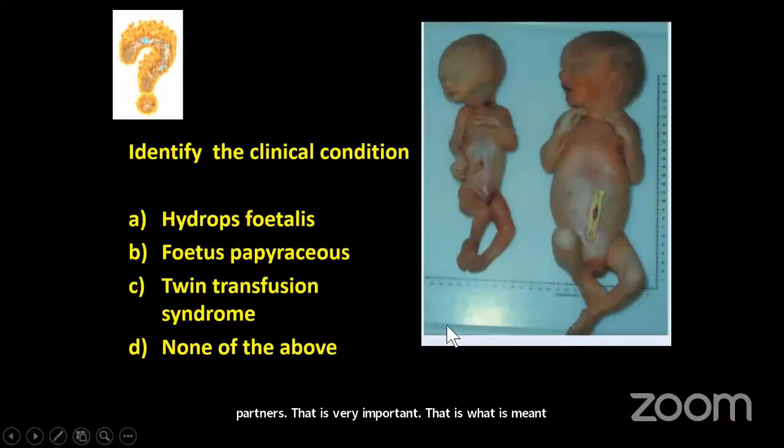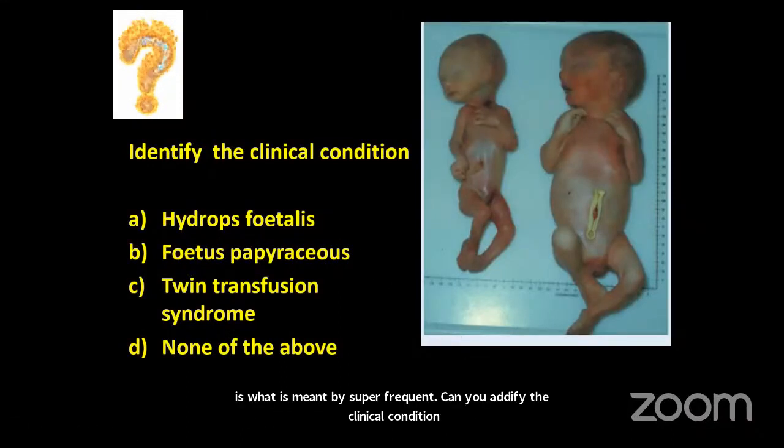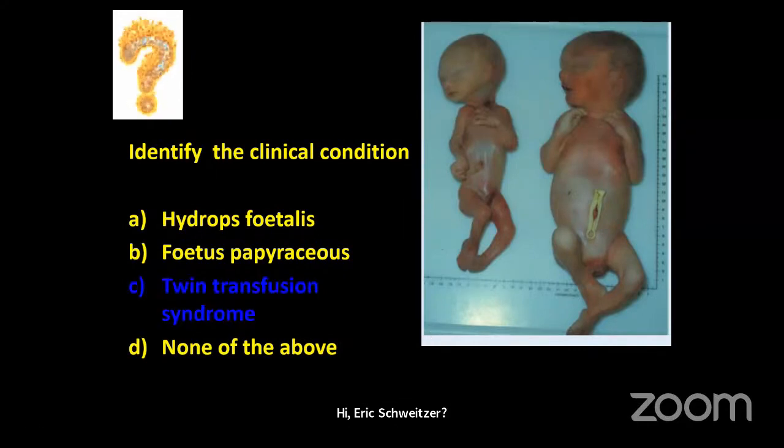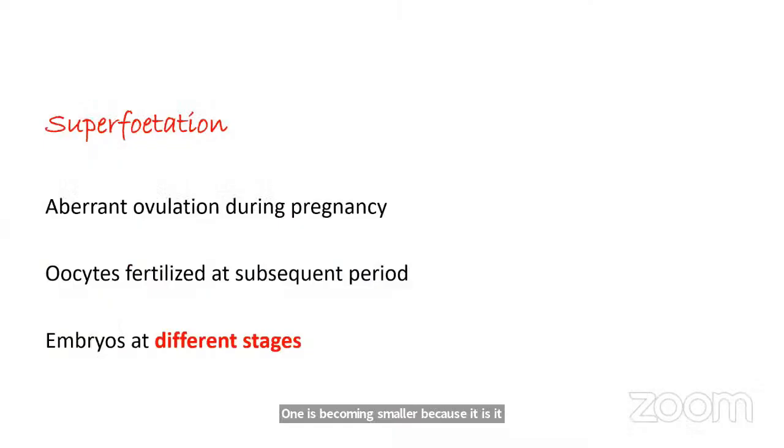Can you identify the clinical condition? Hydrops fetalis, fetus papyraceus, twin-twin transfusion syndrome. Very good. Twin-twin transfusion syndrome. One is becoming smaller because it is acting as a donor.